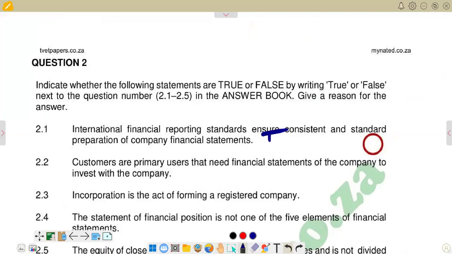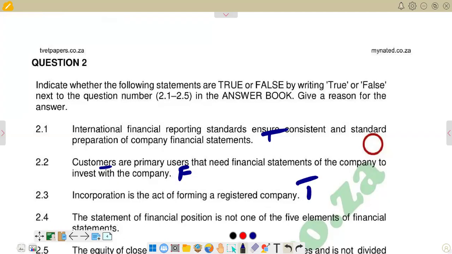Then the second one, customers are primary users that need financial statements of the company to invest with the company. Remember, customers are clients; they are not users of financial statements. So you know that users of financial statements, we've got financial institutions, we have got lenders. Customers are not concerned about the financial statements. What they are concerned of is the product or service that is being offered to them. So this one, 2.2, becomes false. Then 2.3, incorporation is the act of forming a registered company. So this is true.